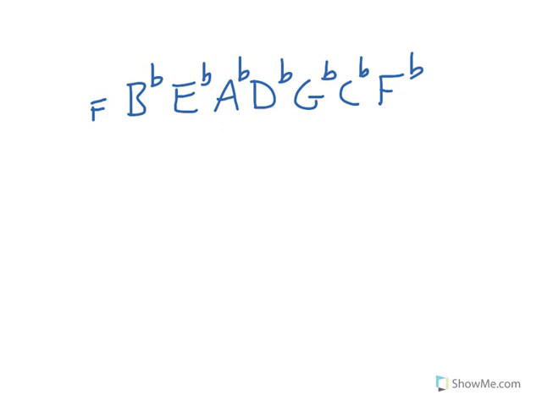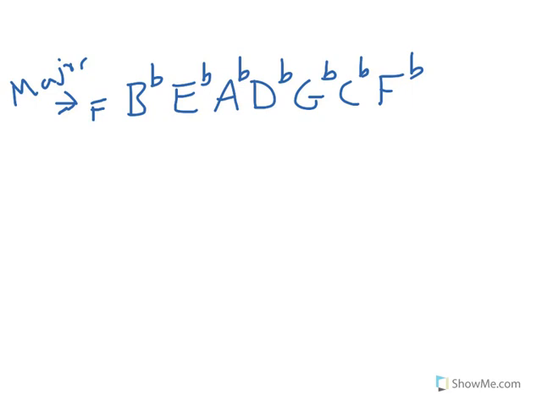So we're going to make another chart. After you write those notes up there, F and then B, G, C, F, those are the order of flats. There's no flat on the first F. This is our major key signature line here.